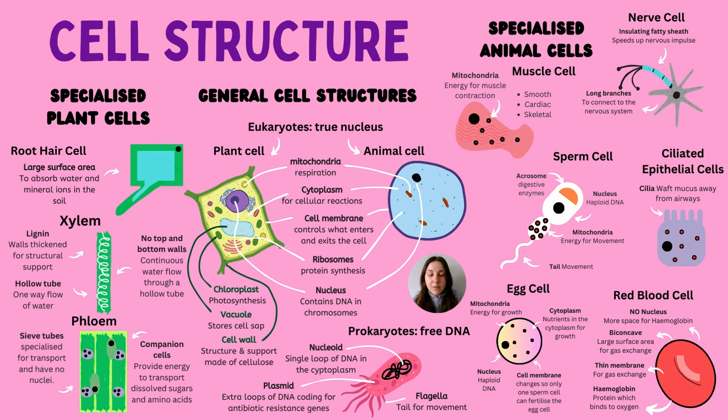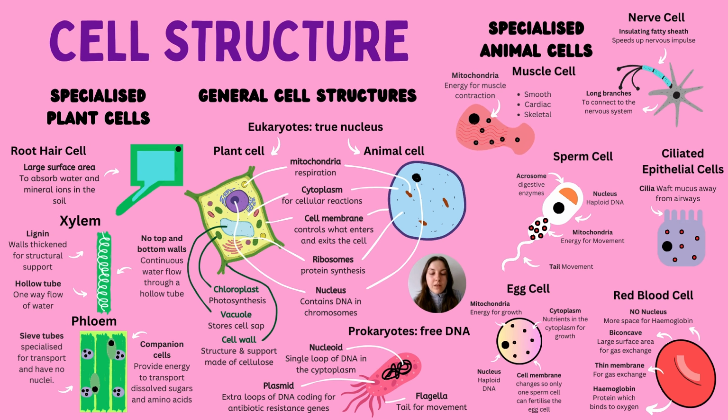Another type of specialized animal cell includes ciliated epithelial cells, which line the respiratory system and essentially waft mucus away from the airways and to the esophagus to be swallowed and destroyed. We have the red blood cells that are really important in contributing to our health and well-being, as they transport oxygen around our body through having a protein called hemoglobin, which oxygen binds to. And there's lots of hemoglobin there because the red blood cell does not have a nucleus, so there's lots of space for hemoglobin. They have a biconcave shape to increase the surface area for gas exchange, and a thin membrane for that gas exchange to occur at an increased rate, as there is a short diffusion pathway.